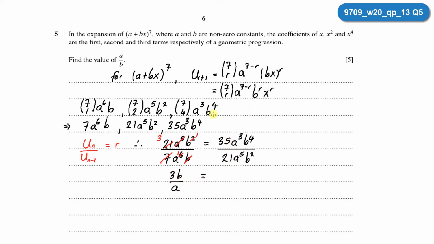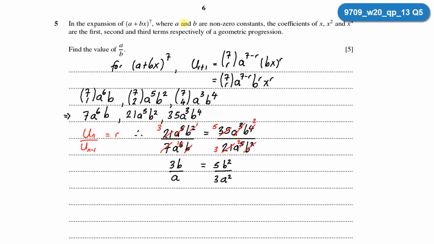And on the right side, if we divide 7 into 21, we get 3, and 7 into 35, we get 5. Then a to the power 3 into a to the power 5, we get a to the power 2 at the bottom. And b to the power 2 into b to the power 4, we get b squared at the top. So what we have is 5b squared over 3a squared.